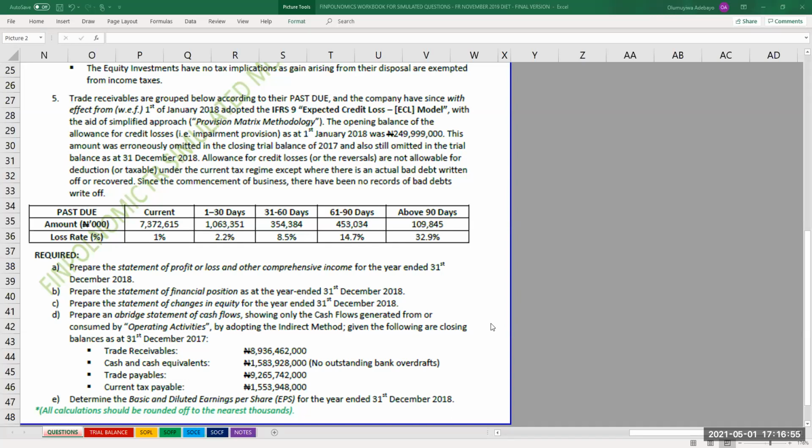Allowance for credit losses or the reversals are not allowable for deduction or taxable under the current tax regime, except where there is an actual bad debt written off or recovered. Since the commencement of business, there have been no records of bad debts written off.